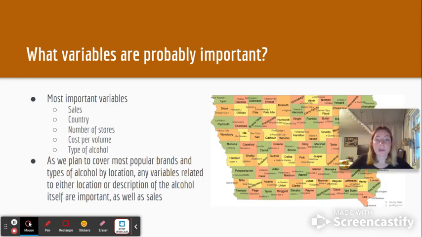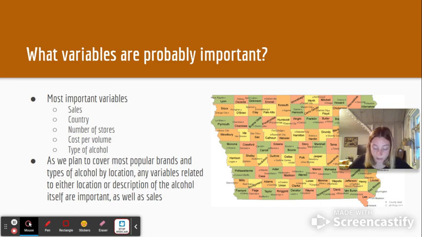So, what variables are probably important? The variables that we initially thought were probably important were store name, city, category name, item description, bottles sold, and bottle volume. As we plan to cover most popular brands and types of alcohol by location, any variables related to either location or description of the alcohol itself were important to us.